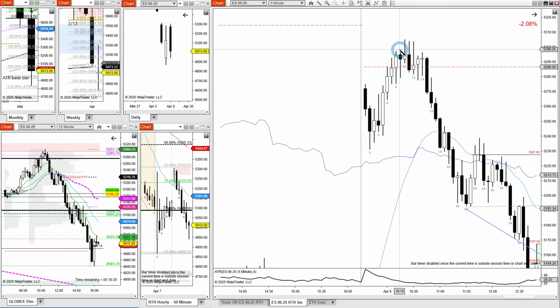So to me, this was right here. Bulls try to break out for the second time. Failed. Bears try to break down. So you got double tops and double bottoms. Failure of a failure is a swing.